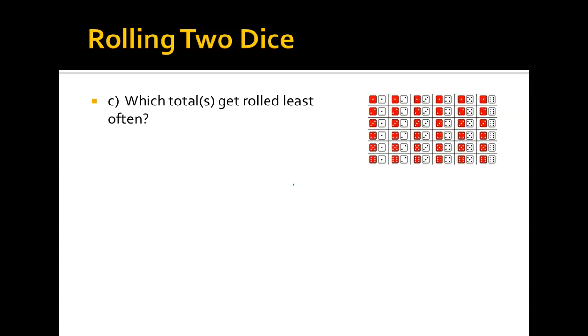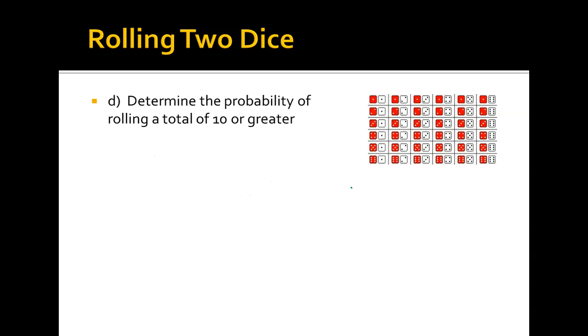Which total gets rolled least often? Well, it's a tie. It's a tie between 2 and 12. Probability of rolling a 2, there was only one way that happened out of the 36 possibilities, and that's the same as the probability of rolling a total of 12. You had to get 6 and 6. It's a unique combination.